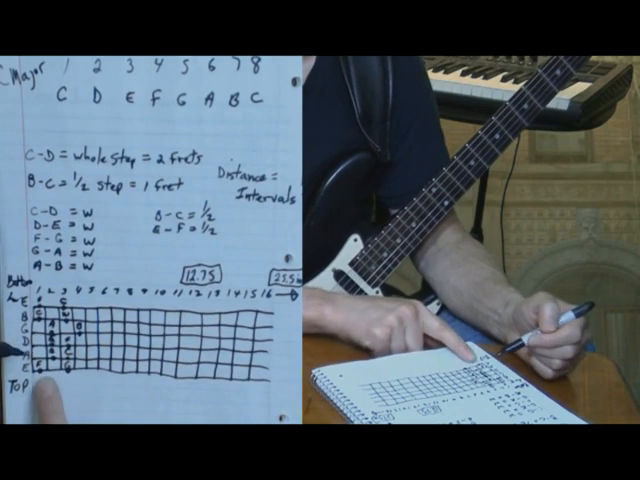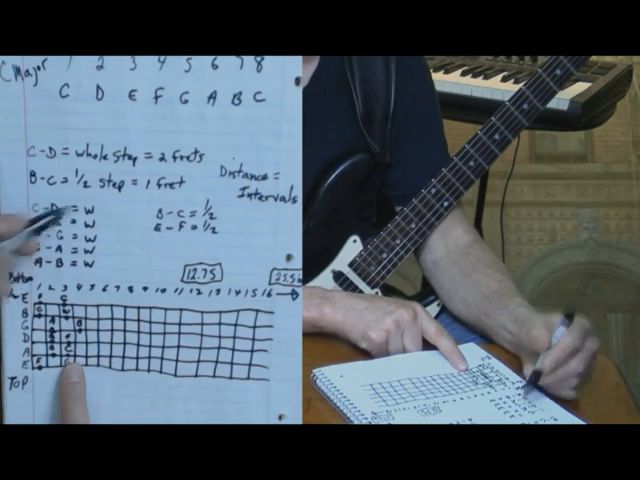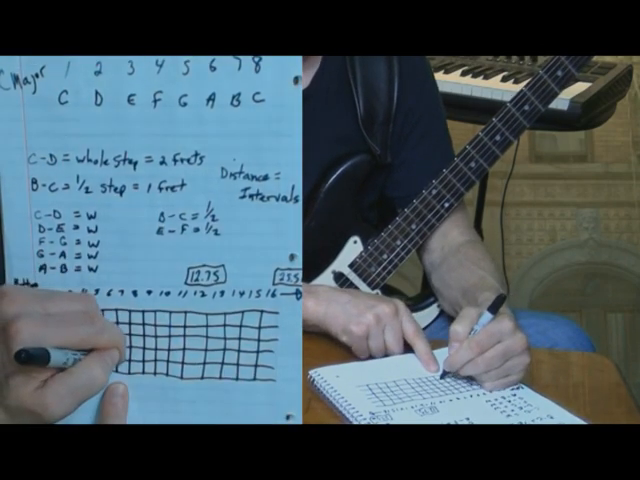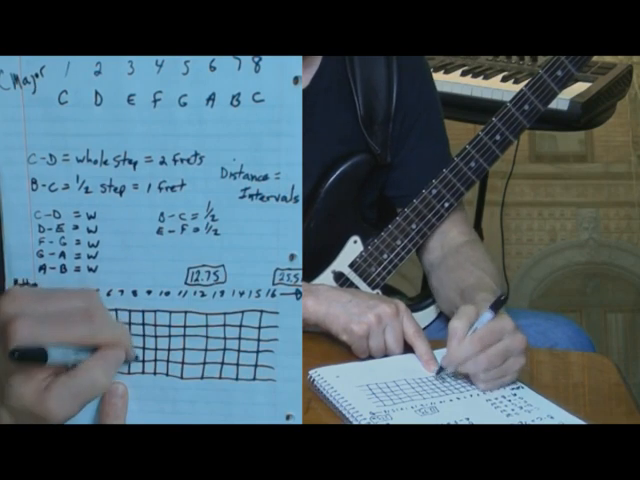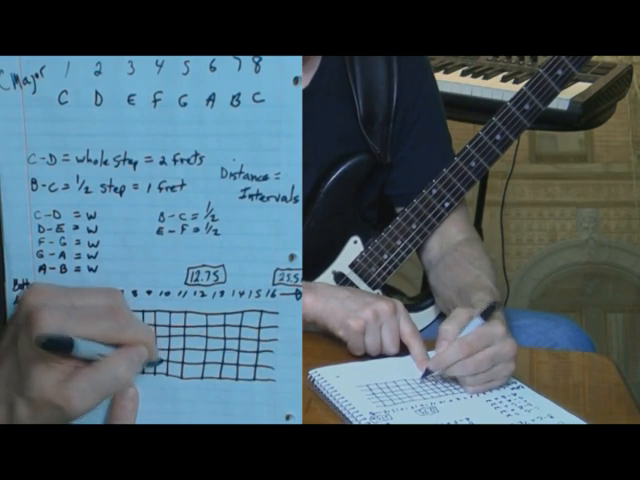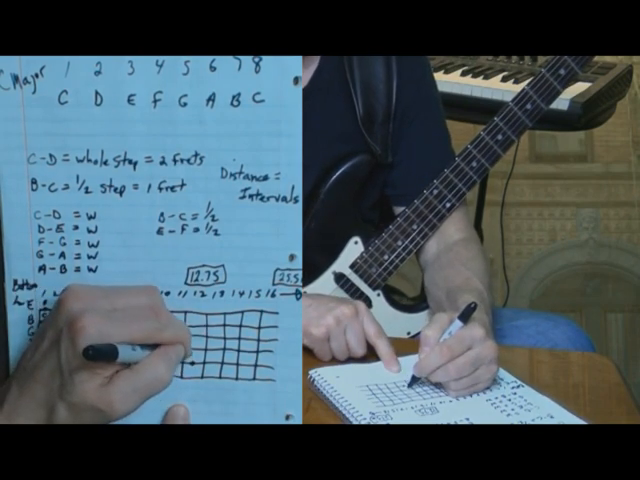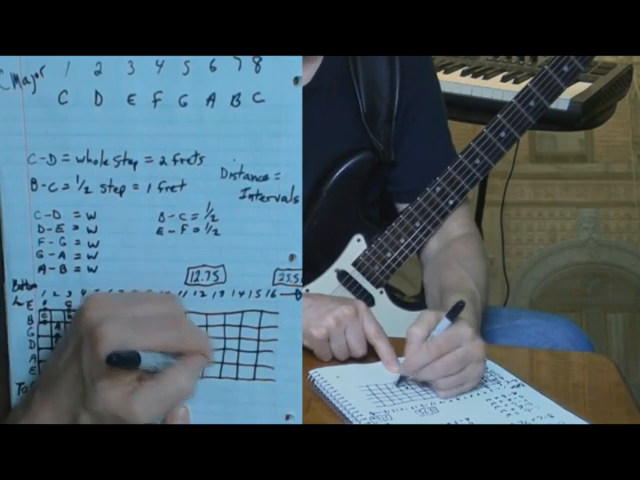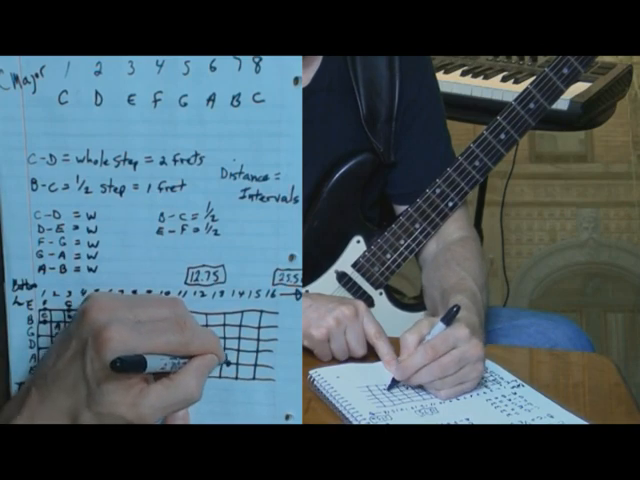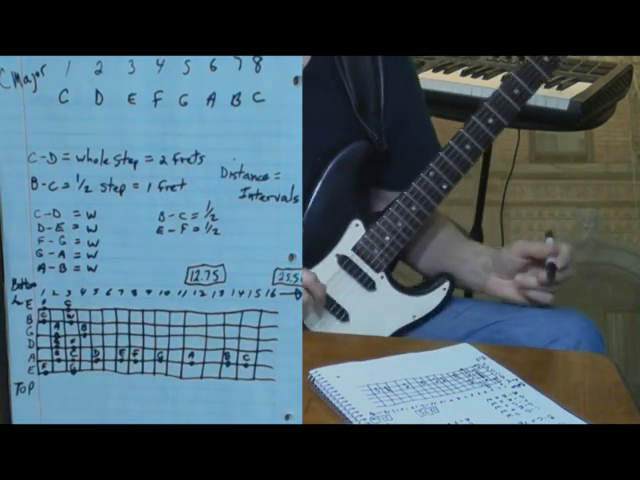Okay, so A, B, C. So now I'm at C. C to D is a whole step. Right? There's D. D to E is a whole step. E to F is a half step. F to G is a whole step. G to A, there's a whole step, right? 2 frets. A to B is a whole step. And B to C. And I'm going to stop there.